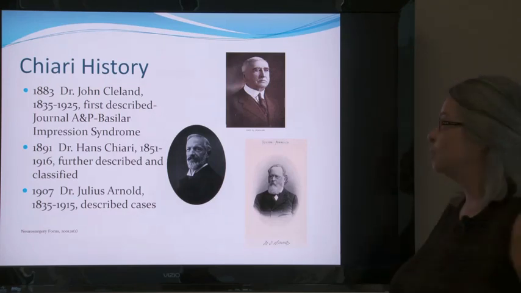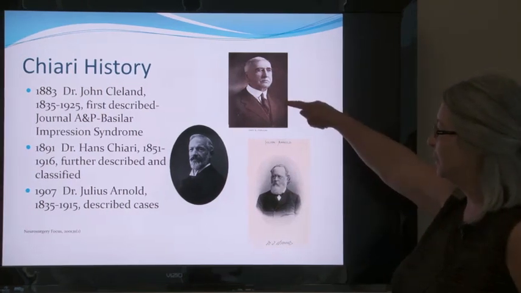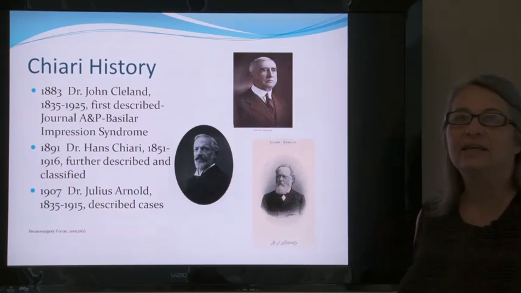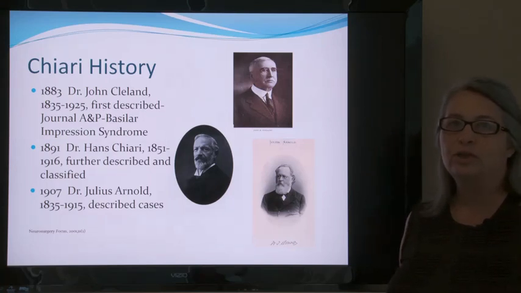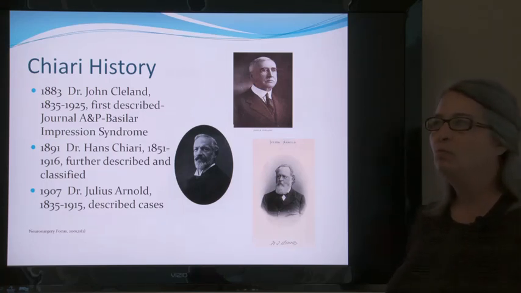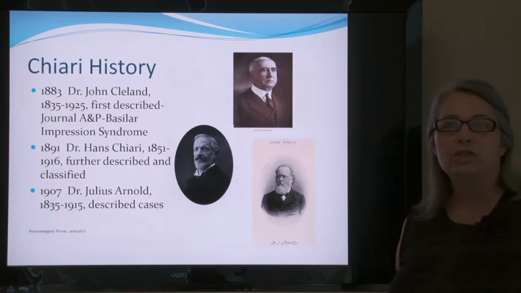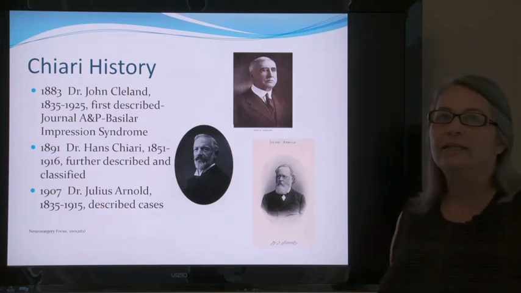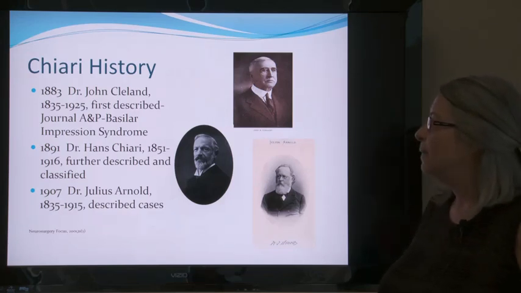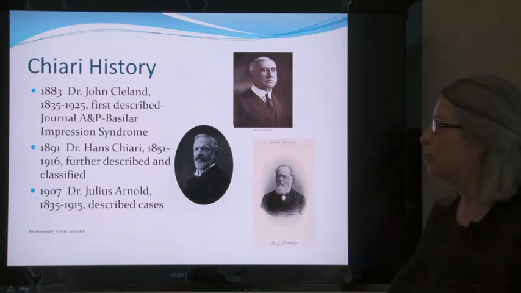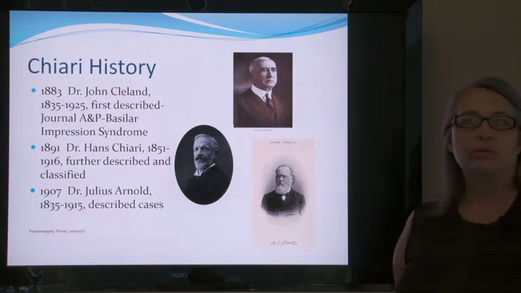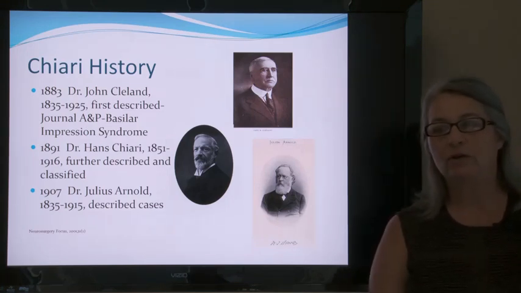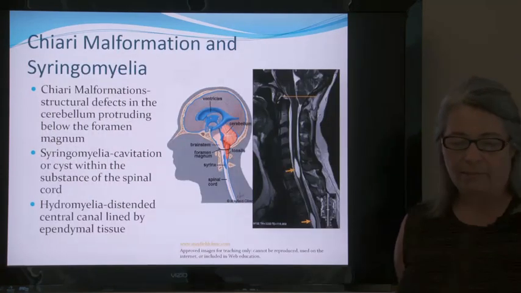So briefly, the history of Chiari malformation. This is Dr. Cleland. This is Dr. Arnold, and this is Dr. Cary. And we go back into the late 1800s when this was first noted in pathology post-mortem, this cerebellar herniation through the foramen magnum. First noted by Dr. Cleland in 1883, and he called it basilar impression syndrome. And then Dr. Cary and Dr. Arnold, which are much more used to hearing their names. So there's a long history of trying to deal with what this abnormality is.